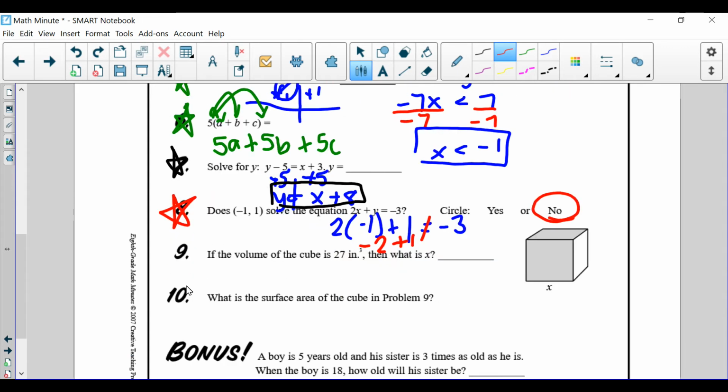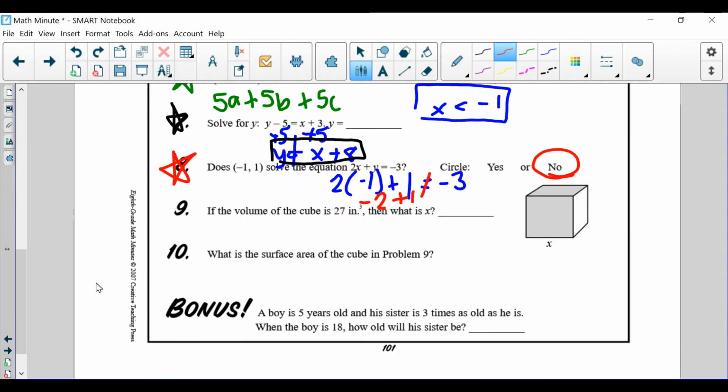And then finally, let's finish up. It says if the volume of the cube is 27 inches cubed, what is x? So we've got 27 in the middle. Something times something times something is 27. What is that number? Well, if we do the cube root of 27, you would find out something times something times something is 27. That number is 3.